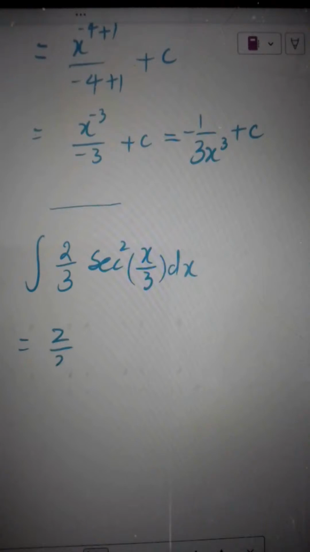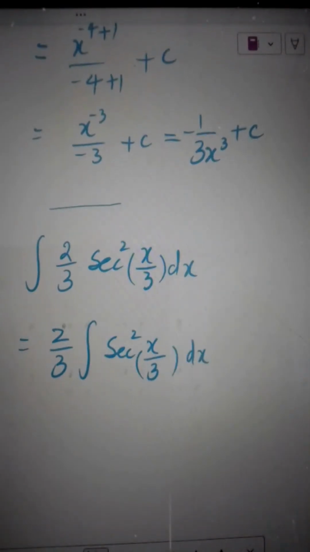2 by 3 can be taken out of the integration sign because the integral operator, this sign along with dx, applies on the function of x. So due to dx, we can identify that it applies on the function of x. So 2 by 3 acts as a coefficient, and can be written outside the operator. So 2 by 3 here, integration, we know that integration of secant square, as it is the derivative of tan.